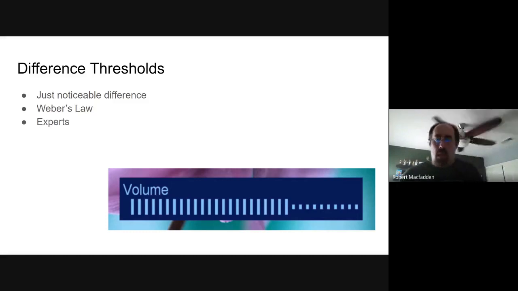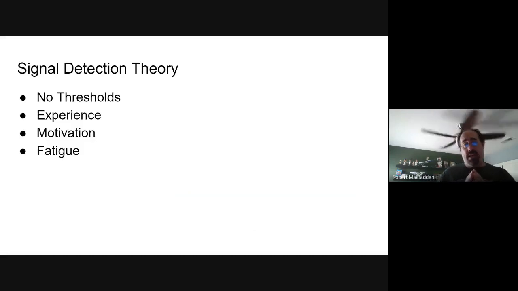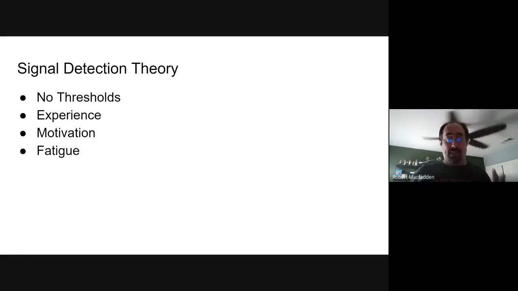Anyway, so the fact is that these difference thresholds and these absolute thresholds, for some psychologists, are complete and total garbage. They have instead decided that signal detection theory better explains how we knit our sensory information into a sensation more completely.